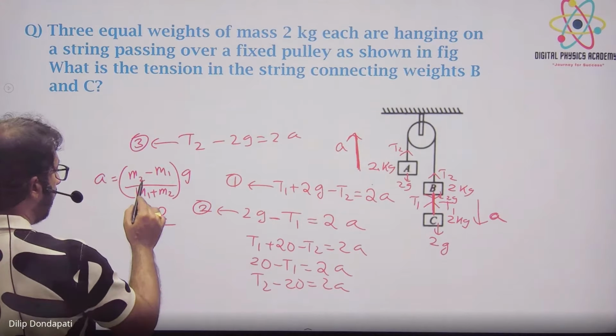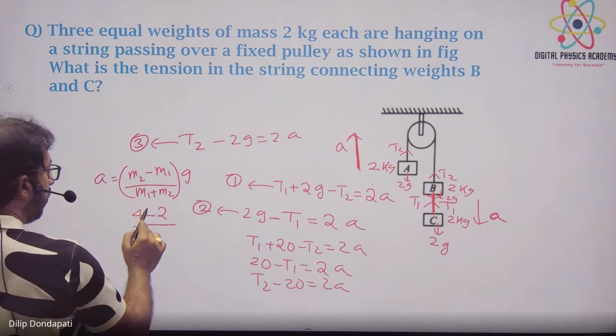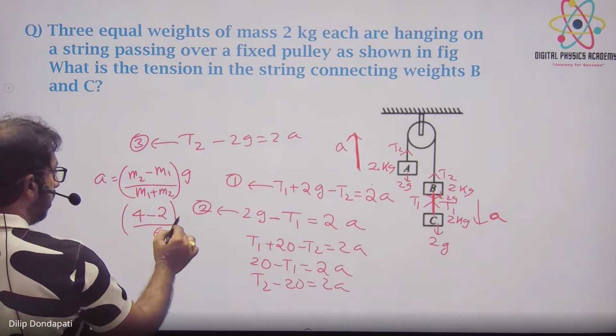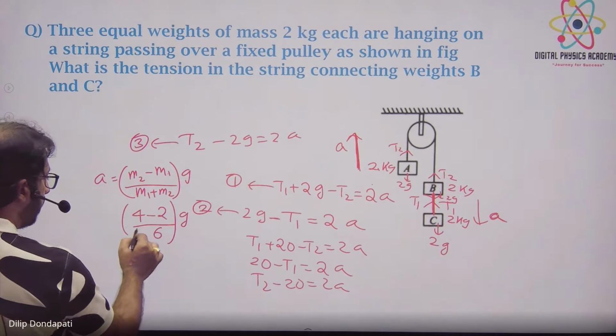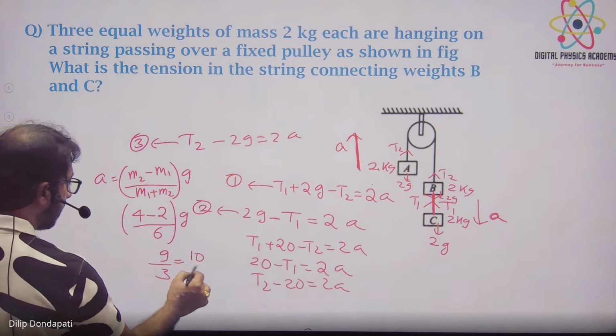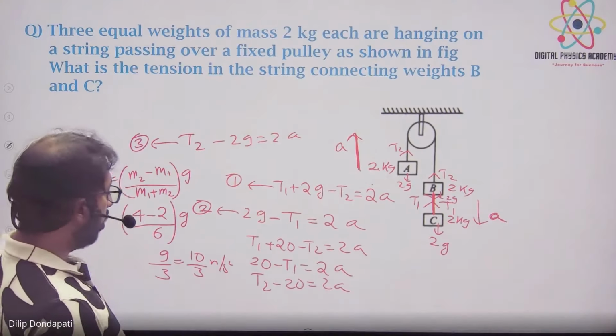We will see this also. Apply it here first: m2 minus m1 is 4 minus 2, by 4 plus 2 is 6, into g. So 2 by 6 is how much? 1 by 3, so g by 3, so 10 by 3 is the acceleration. Sir, I got 20 by 3 acceleration. Sir, I didn't use that formula.